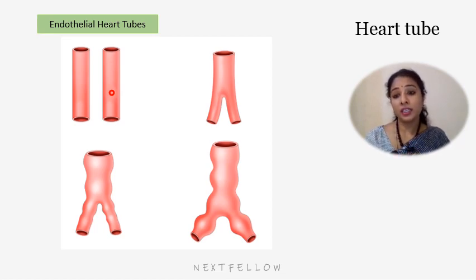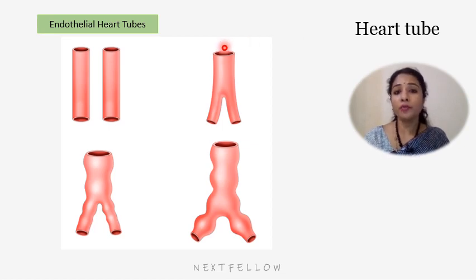So which are the earliest sign? The earliest sign of the appearance is by two endothelial strands which are known as angioblast cords. These are called angioblast cords, which appear in the cardiogenic mesoderm, and these cords later get canalized to form the endothelial heart tubes. Eventually they get canalized to form heart tubes.